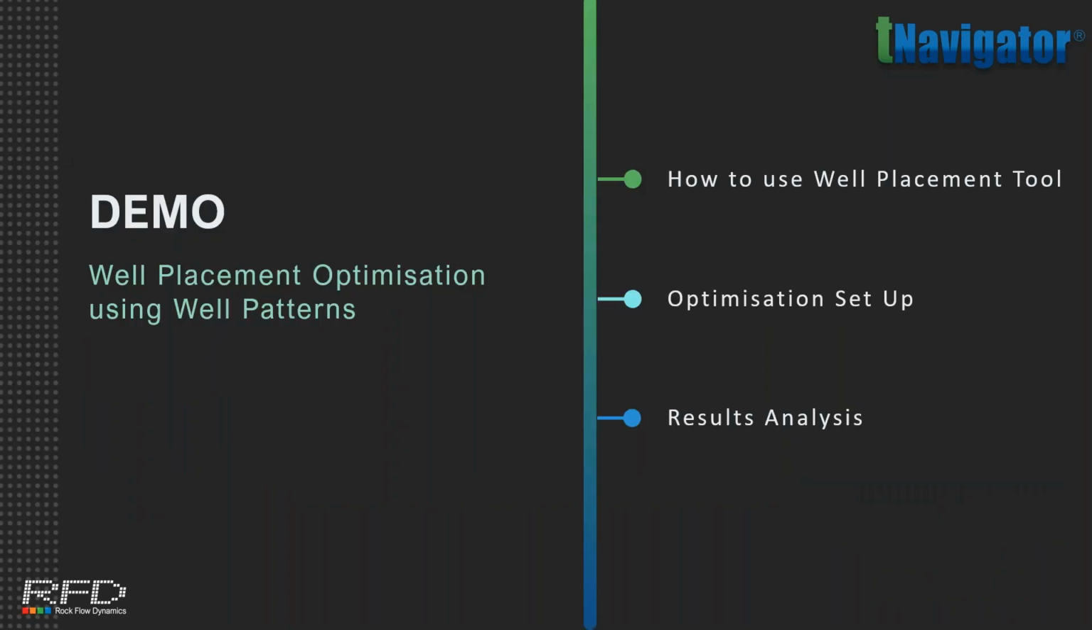So for today's demo, the main parts are going to be, first, how to use the well placement tool in tNavigator, followed by optimization setup. We are going to add parameters into the well placement tool and combine it with group control variables, and then we are going to optimize it. And finally, we will analyze the result using HAM and uncertainty model in order to pick the best case and send it back to Model Designer.